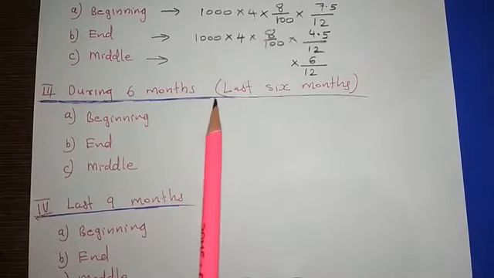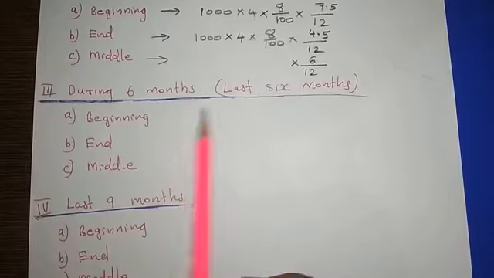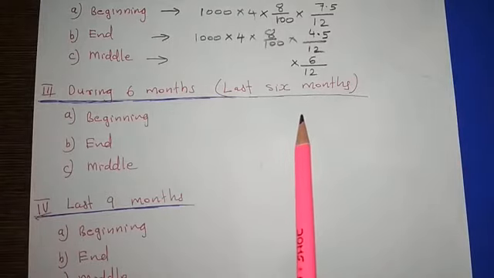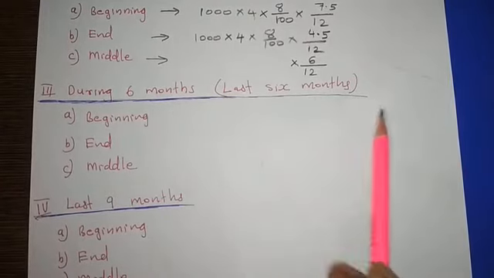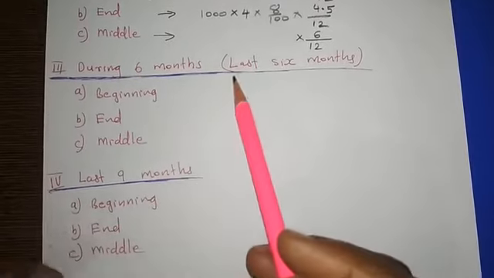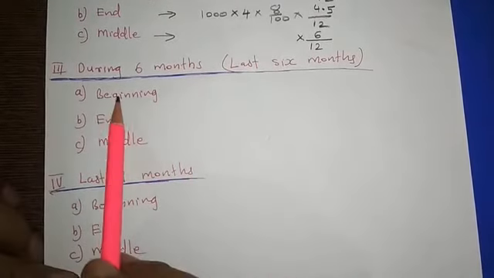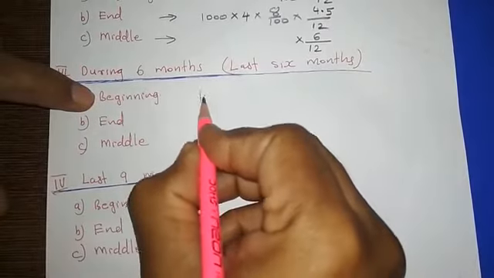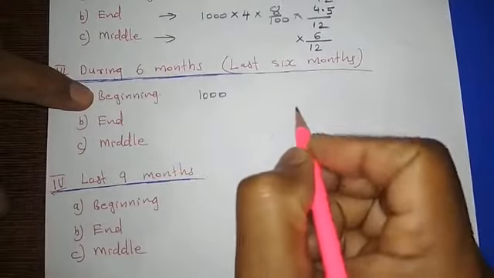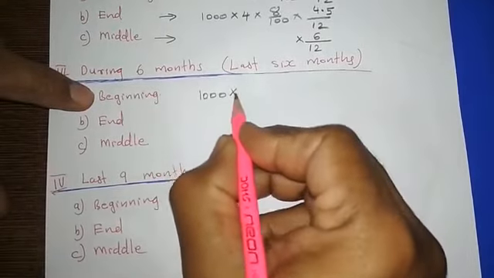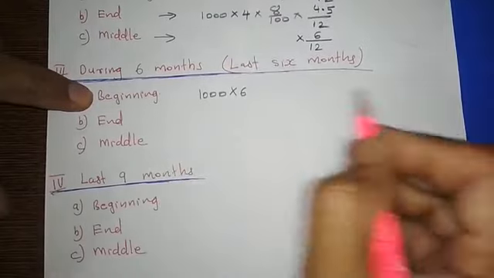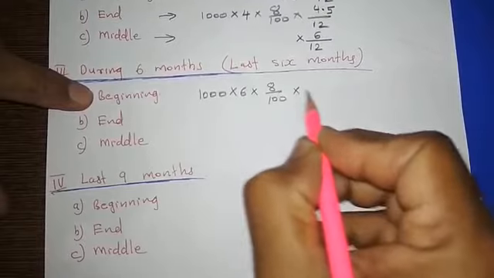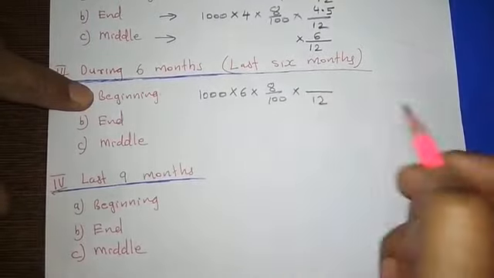One is if the accounting year is 6 months, and the second one is if the accounting year is 12 months but the drawing is made in the last 6 months. So in that case also 3 sub-cases can appear. First one is beginning. So here the drawing is made 1000 per month and that will be only in the last 6 months. So the total drawings we will get by multiplying with 6. Then this into rate 8 upon 100. Then out of 12 we have to write the average months.